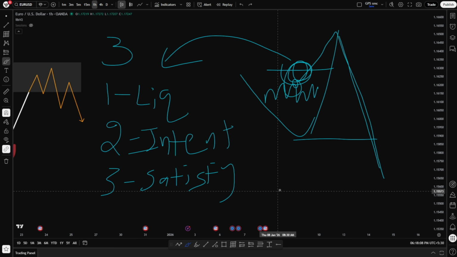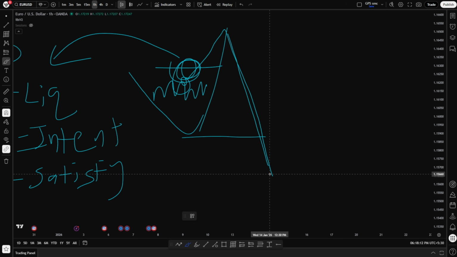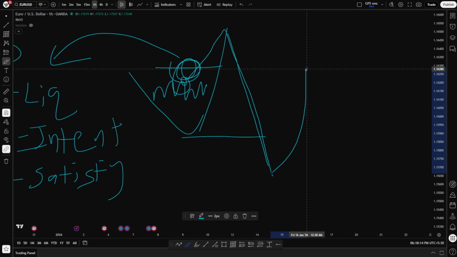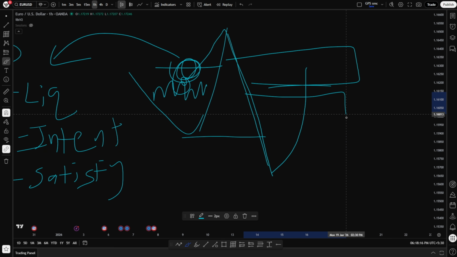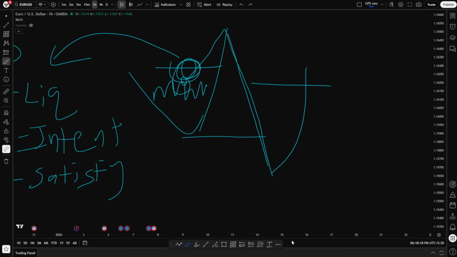The third part is satisfaction. So what's that? This is nothing but simply the market going up once again. And this is where we will be taking our trades, be it an order block, be it using Fibonacci levels, whatever you want. This is where we take our trade.